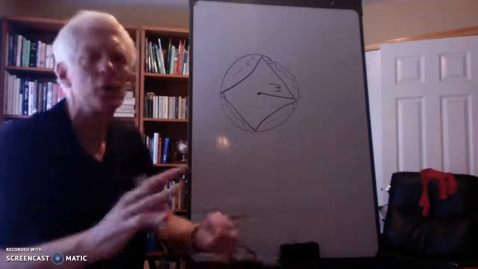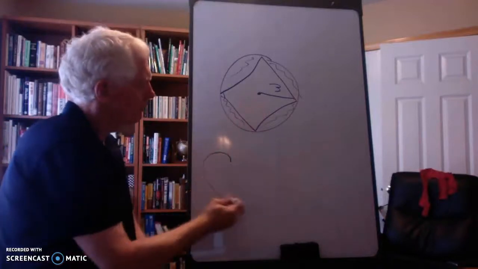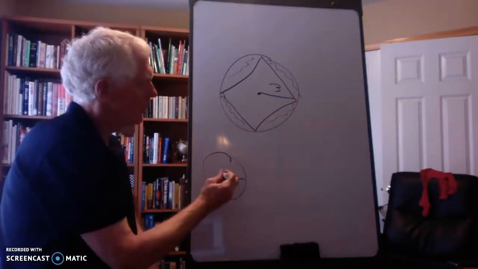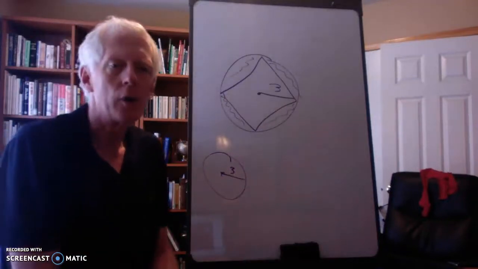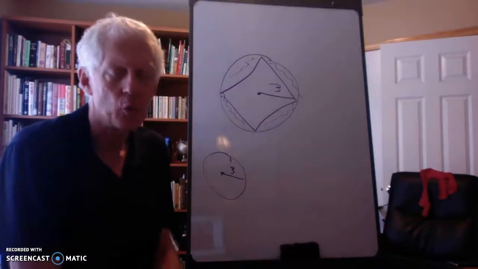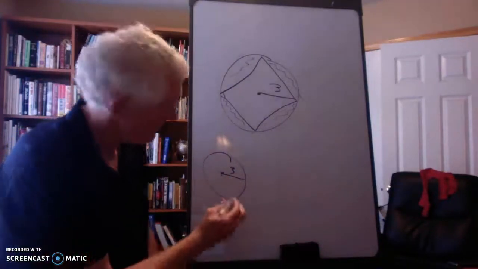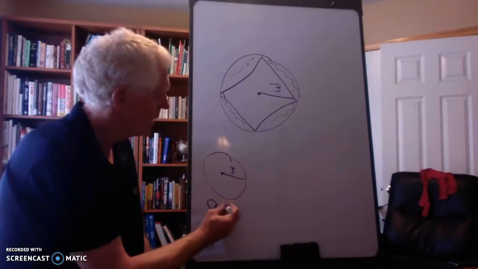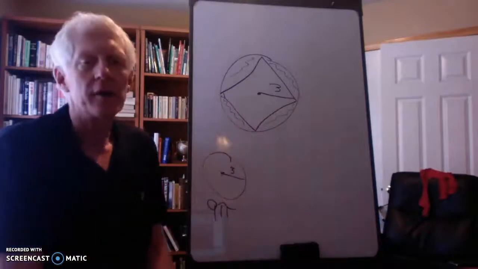So let's first of all do the easy stuff: the area of the circle. The radius is 3. We know the area of a circle is pi r squared. The radius squared is 9. The area of this circle is 9 pi. We're going to put this right over here and leave it there. And now we've got to tackle the square.